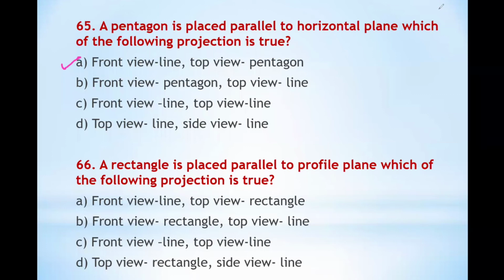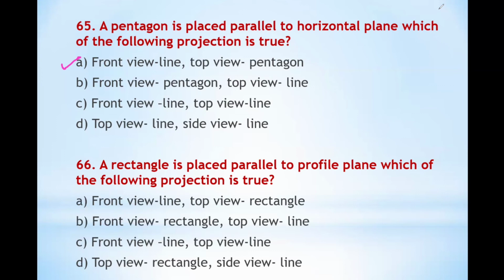Okay. So a rectangle is placed parallel to the profile plane. So which of the following projections are true? Okay. So one thing we must know. The previous two MCQs we have seen are related to that. A plane remains parallel to that particular plane. Suppose if a plane is parallel to the HP, then definitely whatever its true shape is, we'll get in the top view. If the plane is parallel to the VP, then definitely whatever its true shape is, we'll get in the front view.